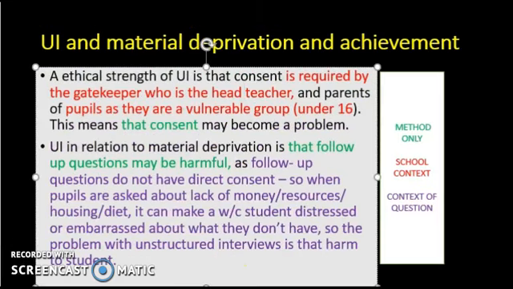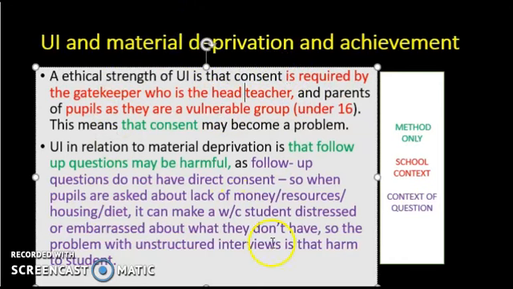Looking at another context, so this time we have got unstructured interviews and material deprivation and achievements. So an ethical strength of unstructured interviews is that you get consent. And this consent is required by the gatekeeper, who is the head teacher, and parents of pupils because they are a vulnerable group under 16. And then this means that consent actually could become a problem. So we've got a little bit about the method and we've got a bit about the school, but it'll still stay at level 3 because at this point we have not got anything about material deprivation.